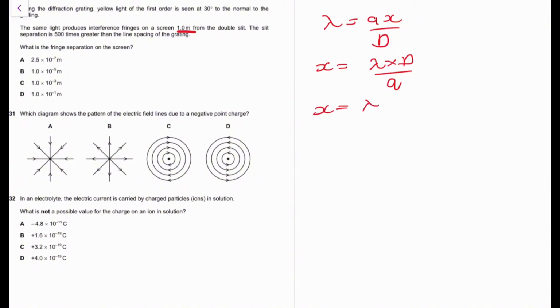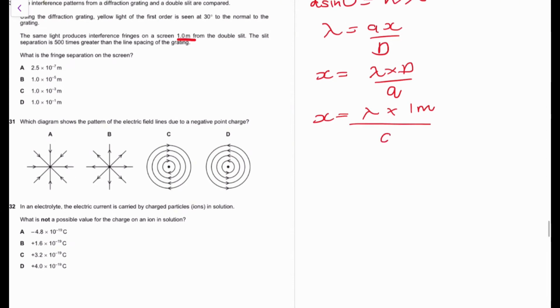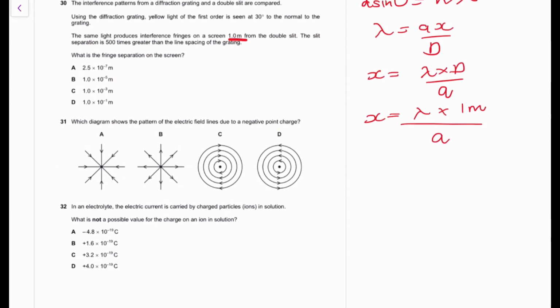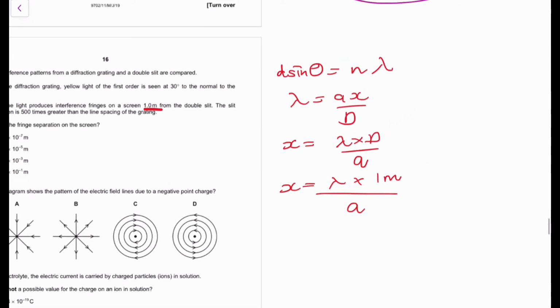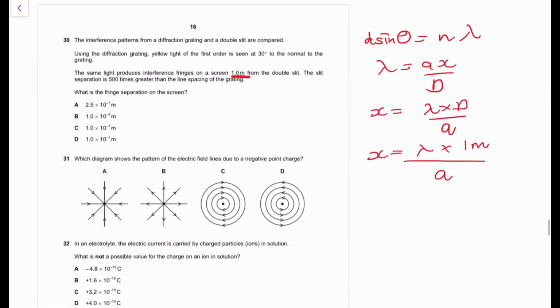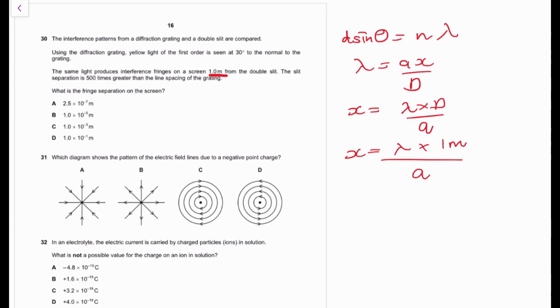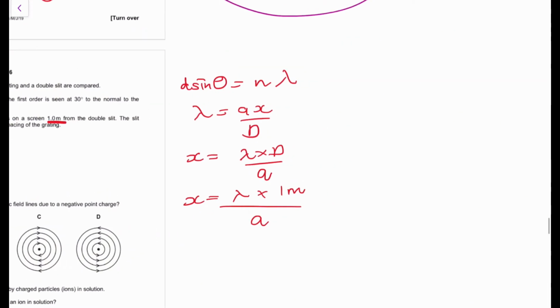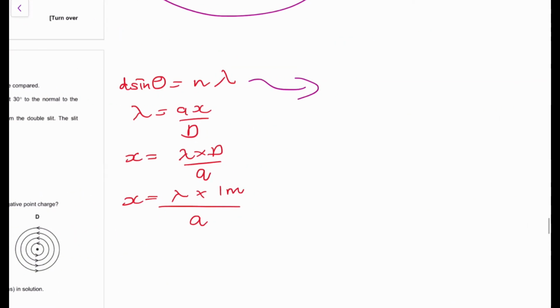So x is λ times 1 meter divided by the value of a. But do we have the value of a and the value of λ so that we can find that value? We've been told that the slit separation is 500 times greater than the line spacing of the grating. So if we find the value of d here, our slit separation is going to be 500 times that. So let's go here and find the value of d.